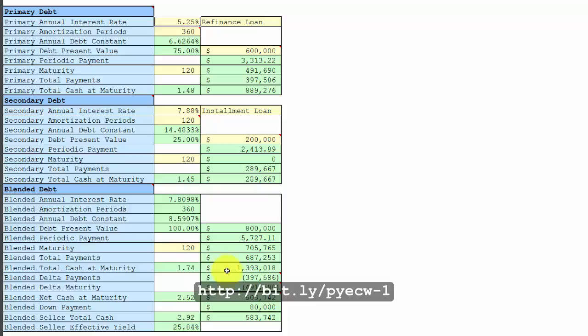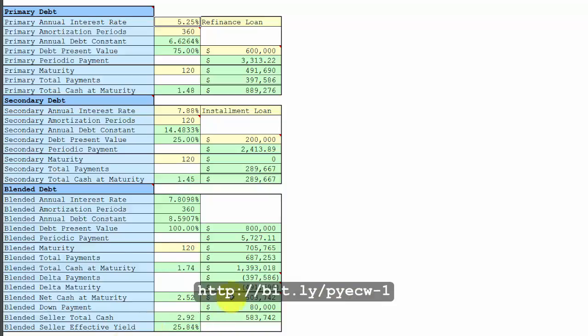Now we subtract the primary payment stream up here, $397,586. That's the periodic payment times the number of periods to maturity. And we subtract the future value of the primary debt. We're assuming that this primary debt is not a seller carry note, it's some other institutional debt that's on the property, and it has to be paid off when the installment loan is completely redeemed. So we subtract these two values, and we show that the net cash at maturity to the seller is $503,742.